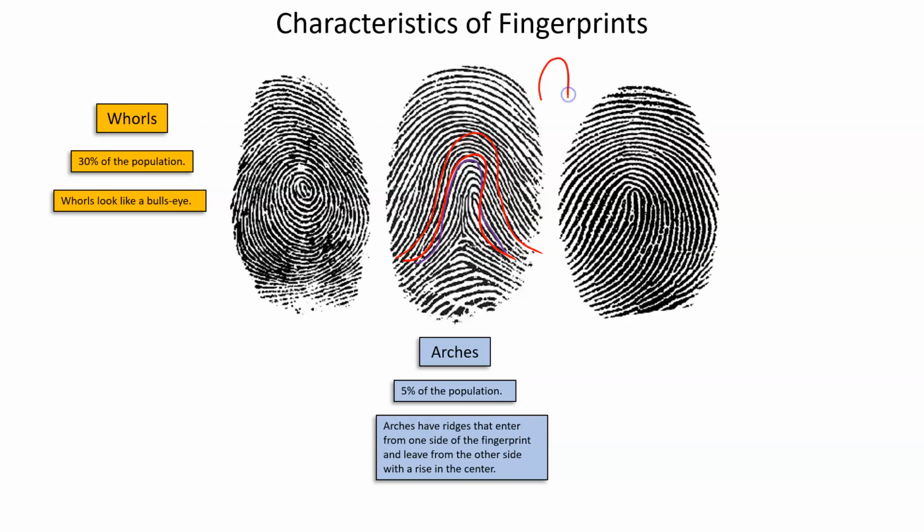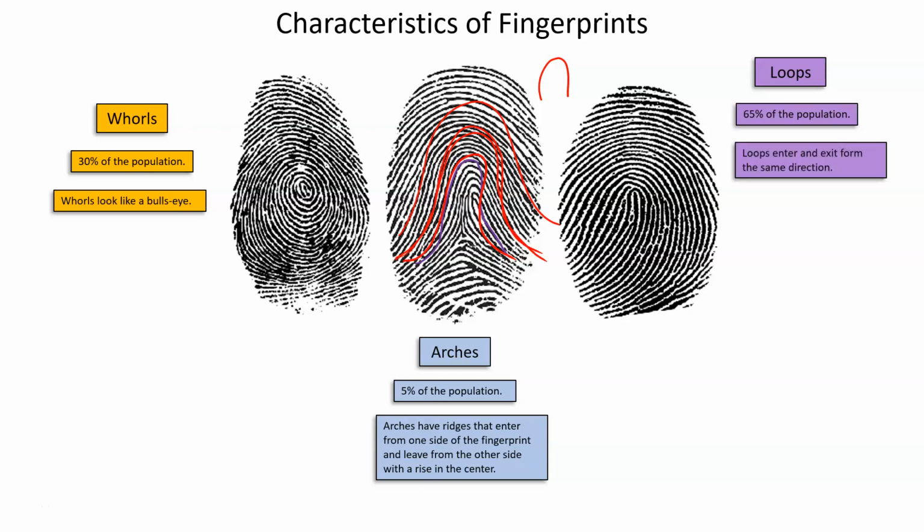An arch looks like that. These are fingerprint patterns that start low on the left. They exit low on the right, but they go up in the middle. The last one being loops. Loops make up 65% of the population. This is by far the most common of all of the fingerprint patterns on the planet. They enter and exit from the same direction, meaning they're going to enter from the left in this case and exit on the left in this case.